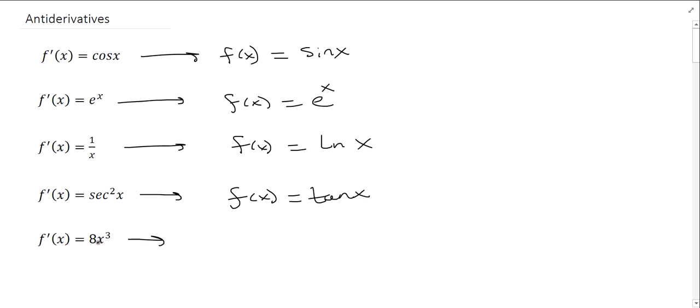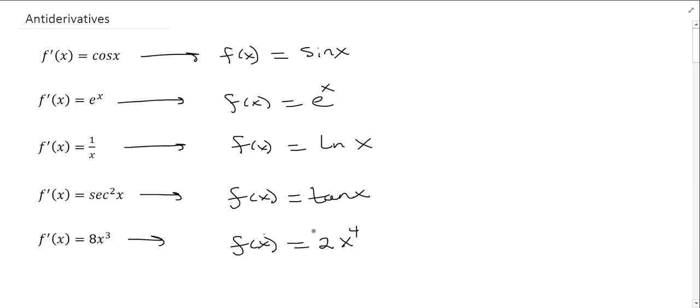And what about this one? What function has a derivative of 8x cubed? So what was the function that gave us 8x to the third as its derivative? This one may be a little bit harder to see, but this came from 2x to the fourth. Now look at this. When you take the derivative of 2x to the fourth, you bring the 4 down, general power rule. 4 times 2 is 8, and then you decrease the power by 1. So x to the third.